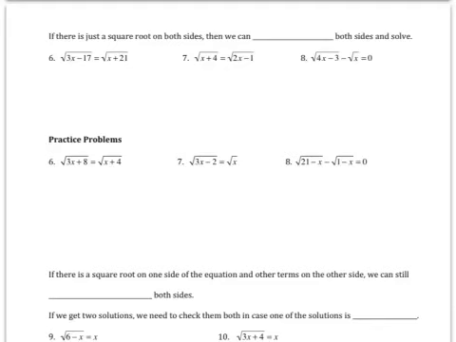Now we're going to work with equations that have square roots on both sides of the equal sign. In this case, we can square both sides of the equation and then solve it. So if we look at number 6, there is a square root on one side and a square root on the other side.